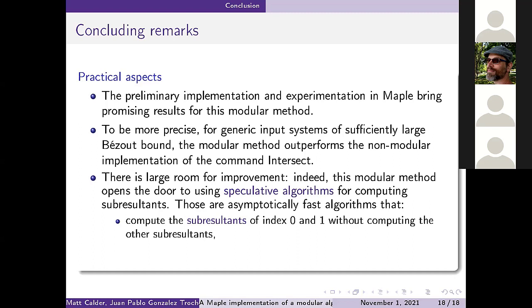I think we'll leave it. Oh, Mike says yes. Excellent. So we have time for one more short question. How was the evaluation and interpolation done to compute the subresultants? And did you use sparse interpolation? I guess the question is somewhat related to Mike's question.